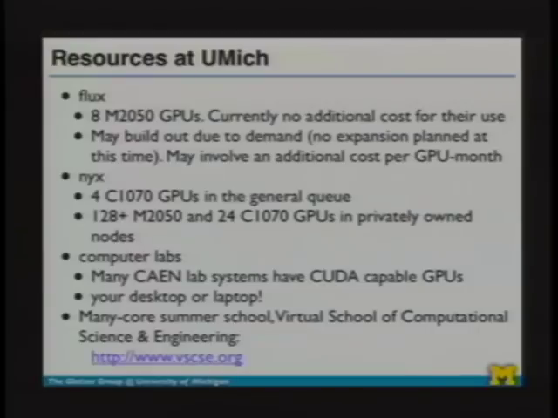On NICS, if you're in the engineering college, there are 4 previous generation GPUs in the general queue. And then specifically within our group, we have 128 plus of the current generation and 48 of the previous generation, that are privately owned by us. So we're the biggest GPU users on campus right now. And then it goes down. I know a lot of the Kane Lab computers actually have NVIDIA Quadro GPUs in them, which you can run CUDA code on, and maybe even your desktop and laptop, like I was saying earlier. These things are everywhere.